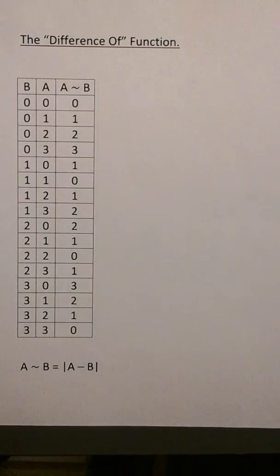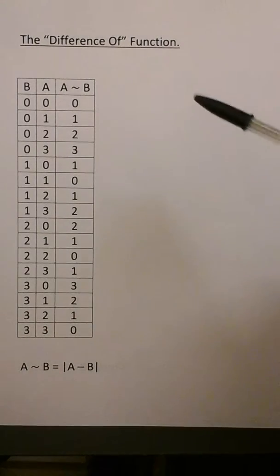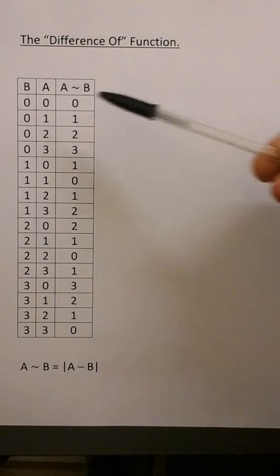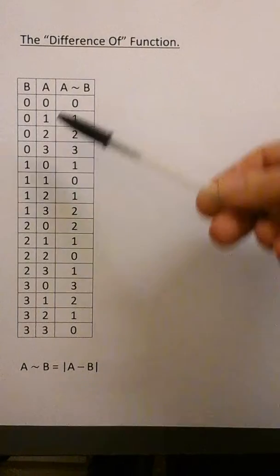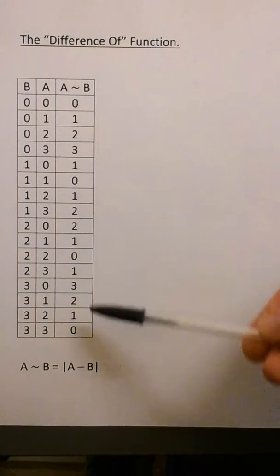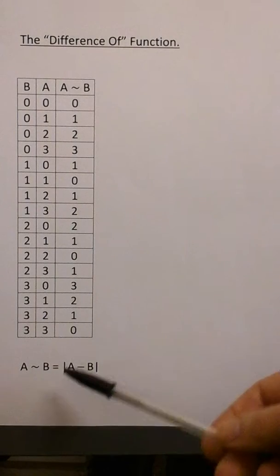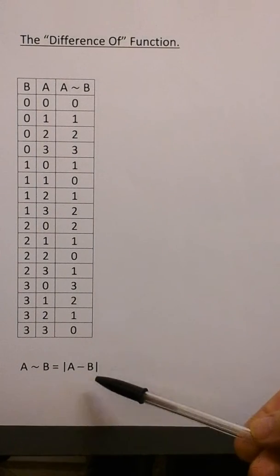Here we have the difference function. Now this function is useful for comparing if two inputs A and B are equal, because the output will be 0, and that's the only time the output will be 0. A difference B is the absolute value of A minus B.